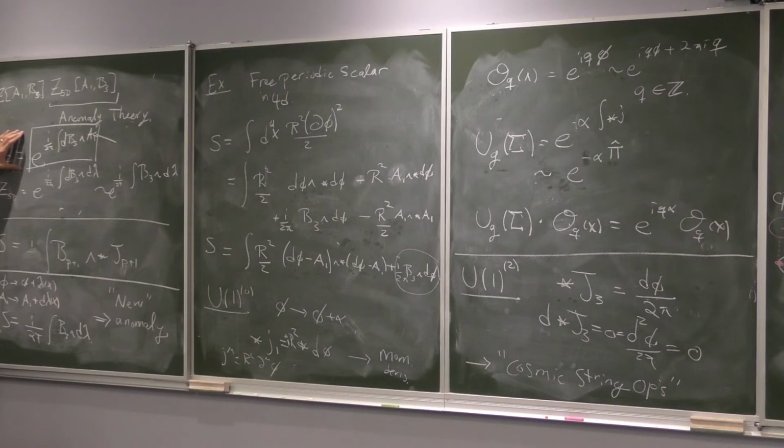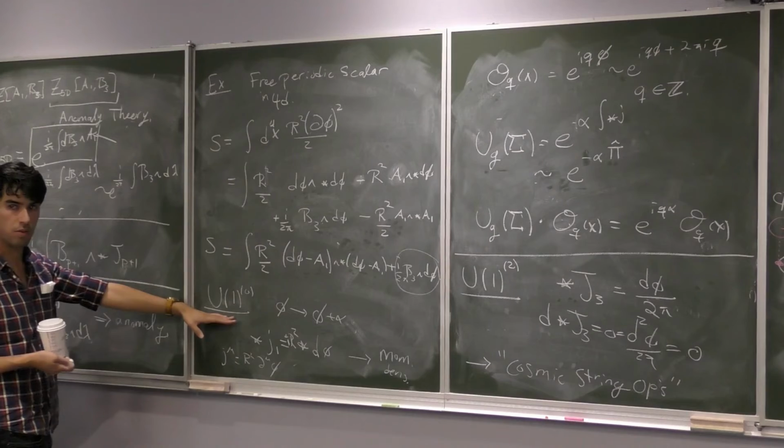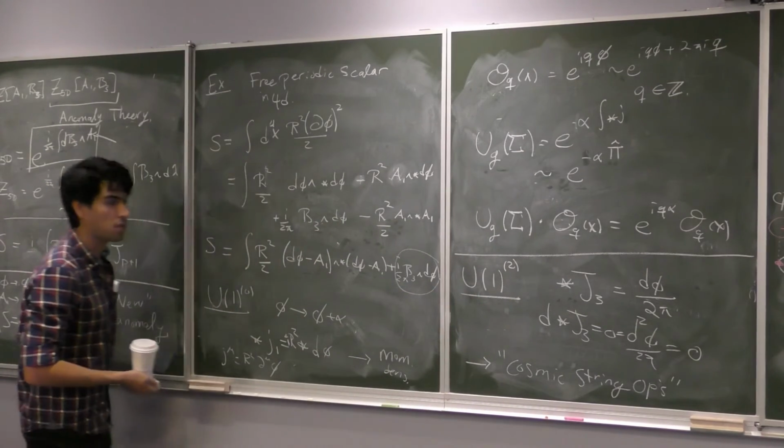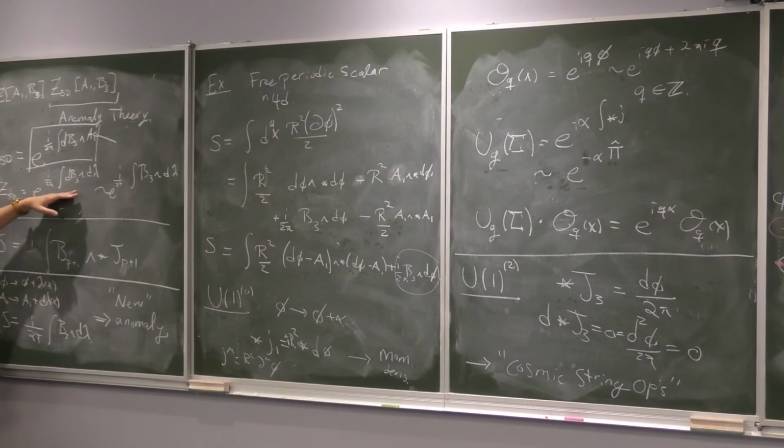And what it does is it tells you you're allowed to gauge the 0-form symmetry, and you're allowed to gauge the 2-form symmetry, but you can't gauge them both at the same time. Because what you find is that one way or the other, there would be some variation of the action that would not allow you to perform the path integral over the gauge invariant sectors of your theory.